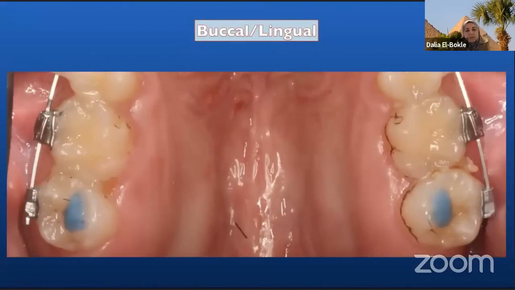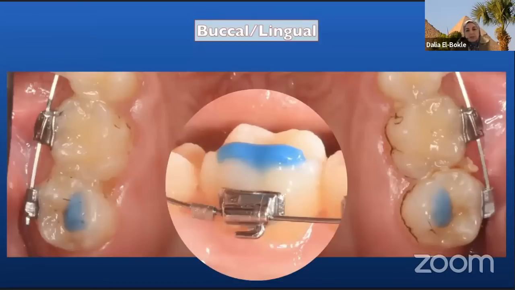Here is another case whereby I can actually control the buccolingual inclination of the tooth just by applying the bite turbo on the part of the tooth that I want to intrude. So here, for example, is the common example of the hanging palatal cusp in the upper molars. Here I have the bite turbo on the palatal cusp to intrude it and to correct the hanging cusp issue.